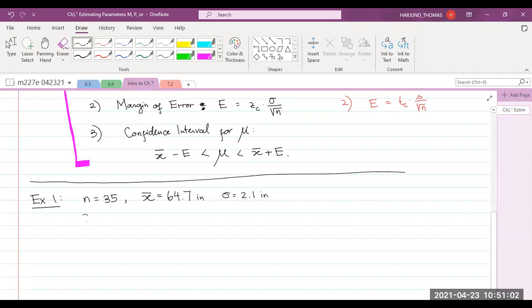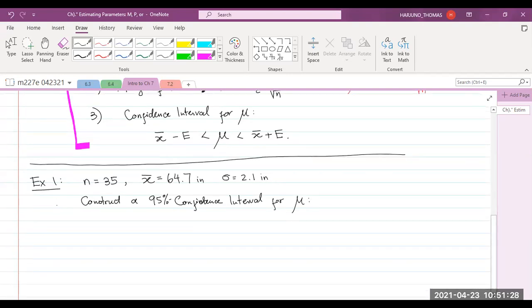Now we want to construct a 95% confidence interval for mu. Solution: we will do it in these steps. Step 1, what is the best point estimate?